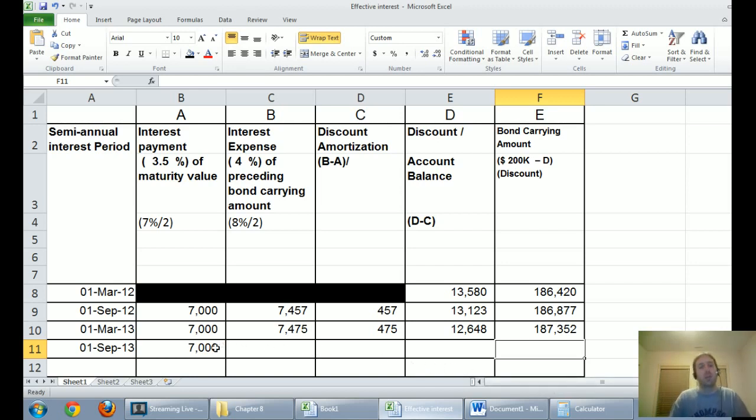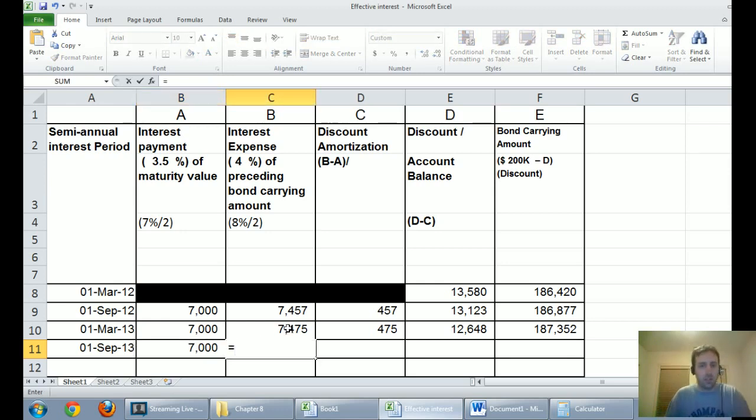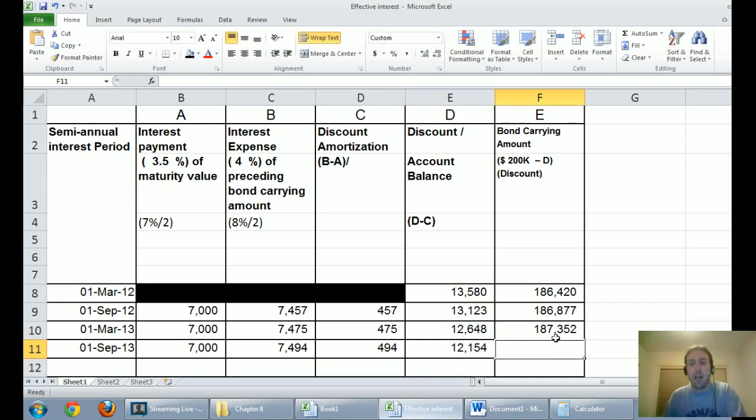I'll walk you through the computations one last time here. Again, 200,000 times 3.5% is 7,000, and that number is going to be the same until the end of my bond. 4% of the preceding bond carrying amount, 4% times 187,352. Discount amortization, again, the decimals, that's so weird. 7,494 minus 7,000 is 494. Discount account balance, 12,648 minus 494. And last, my bond carrying amount is 200,000 minus 12,154.